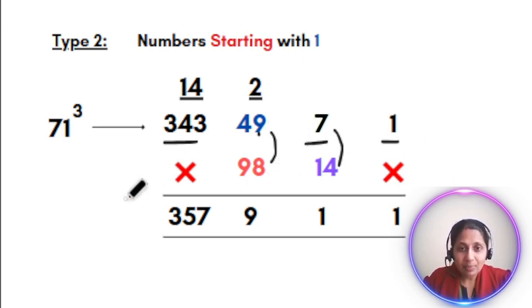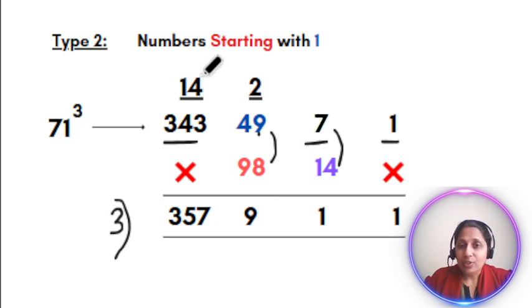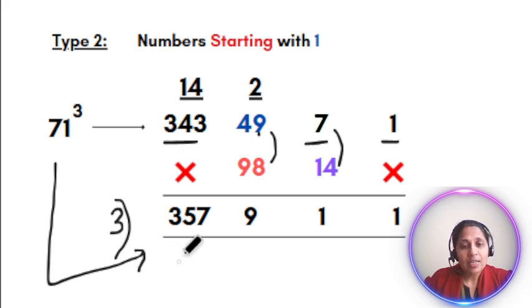So now add up the third step. 1 plus nothing gives you 1. 7 plus 14 gives you 21. So 1 here, 2 carried forward. And 2 plus 49 plus 98 gives you 149. So 9 here, and 14 is carried forward. And 14 plus 343 is 357. So the answer for 71 cube is 357,911. Right?